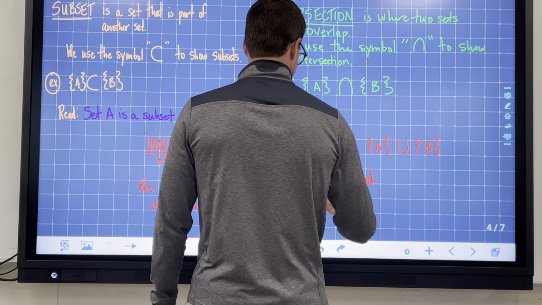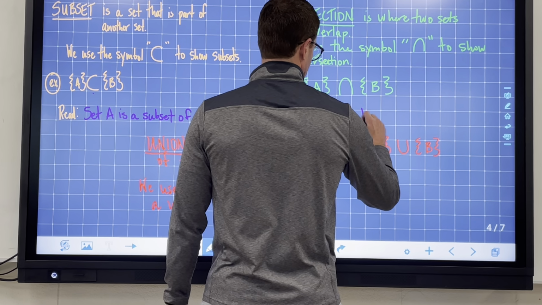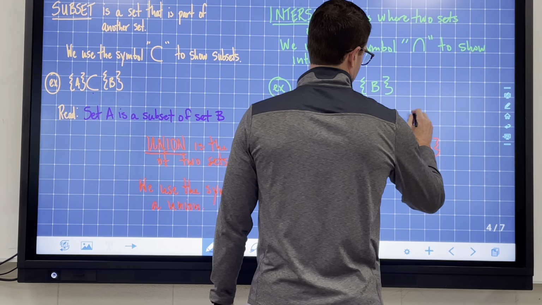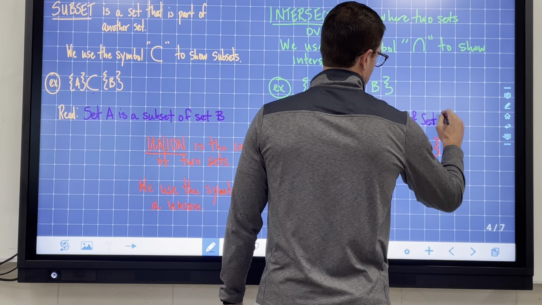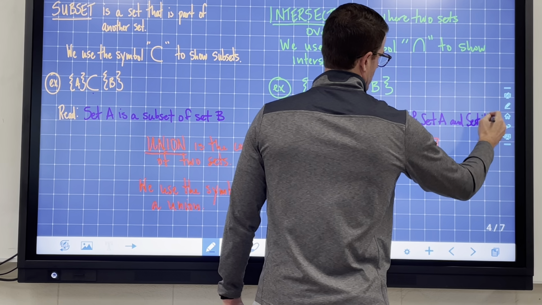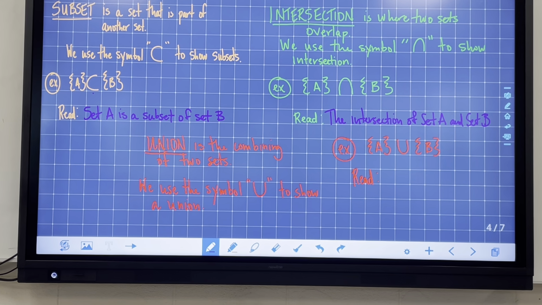Probably say the intersection of set A and set B. All right, where do set A and set B intersect?